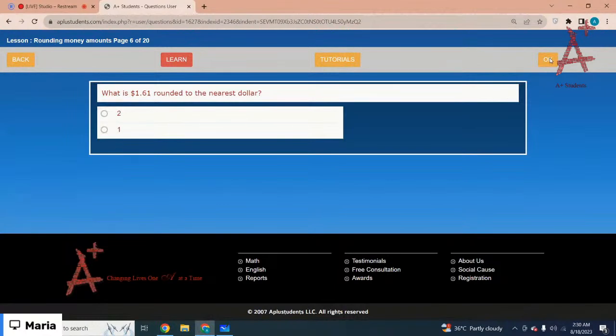How do we do it? Okay, let me explain the next one. What is 1.61 rounded to the nearest dollar? Let's just start with 1.61.